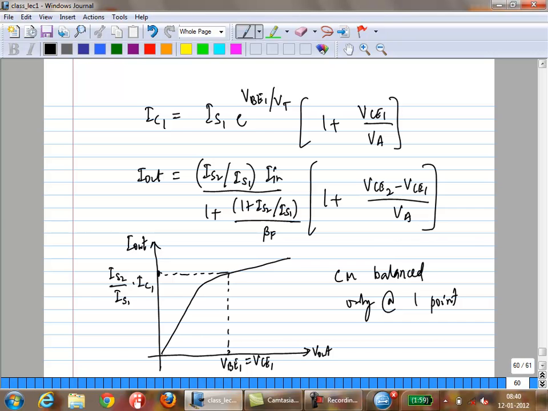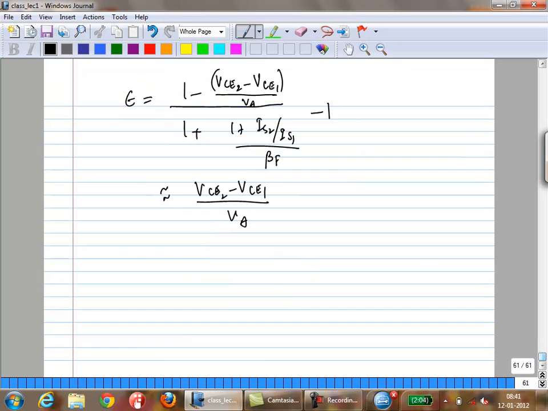What is V out? V out is nothing but VCE2, right? The two currents will become equal only at the diode operating point, which is VBE1 equals VCE1. So when VCE2 equals VCE1, which is also equal to VBE1, that is the only time when the I out will be equal to the value which you want. At all other points, in reality you want the two currents to be identical, but they'll never be identical. There's only one point where they will be identical. Is that clear?